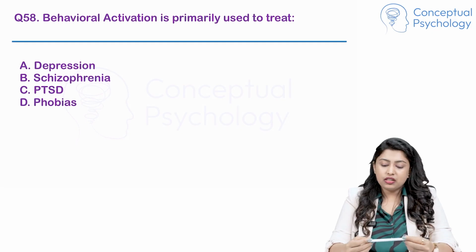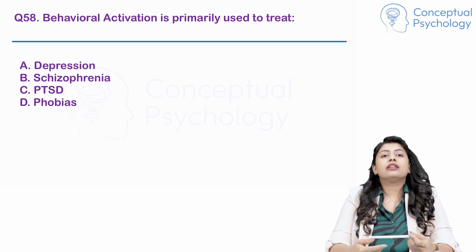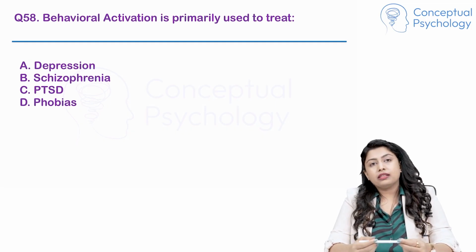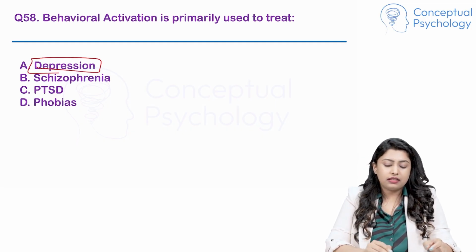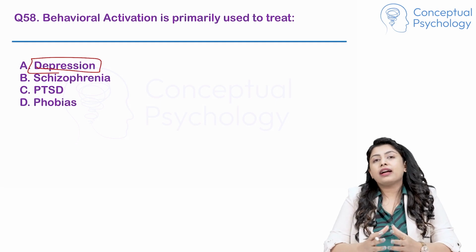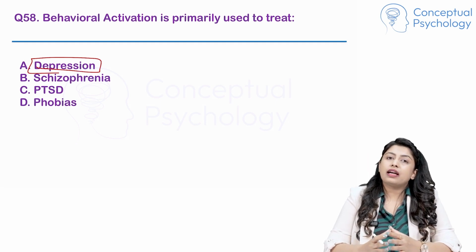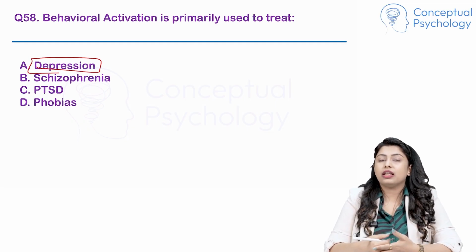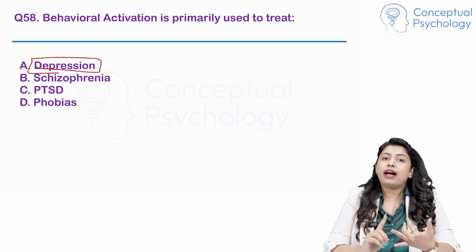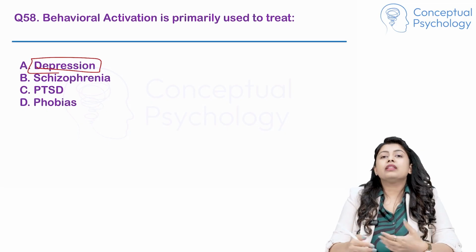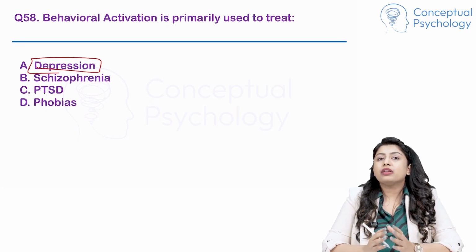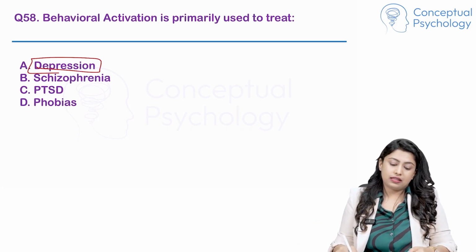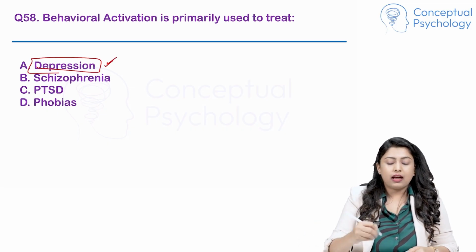Behavioral activation is primarily used to treat depression, schizophrenia, PTSD, or phobias. The correct answer here is depression. Behavioral activation is specifically designed to treat depression by helping individuals increase their engagement in meaningful, value based activities. It is based on the principle that depression involves reduced activity and withdrawal from rewarding experiences. Hence, this is the correct answer.